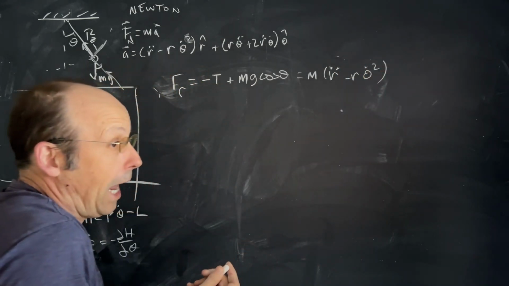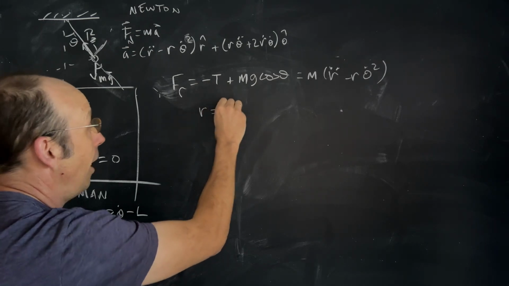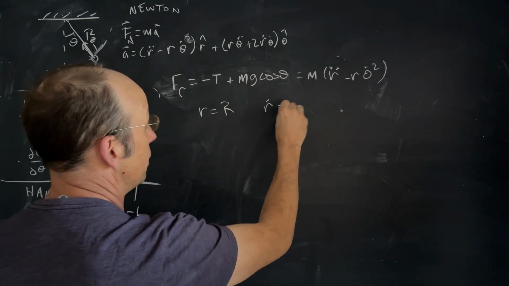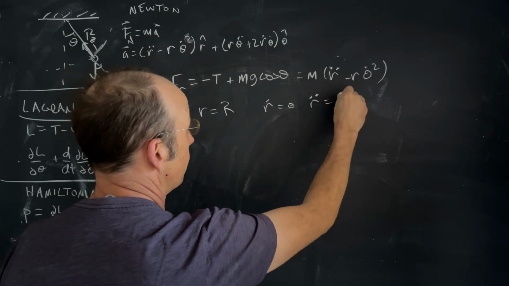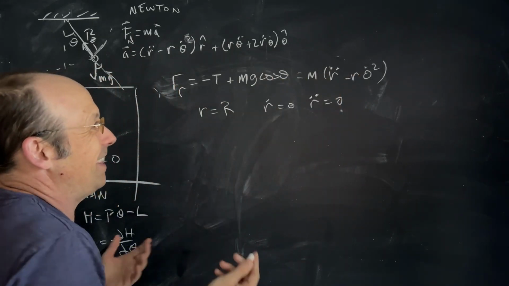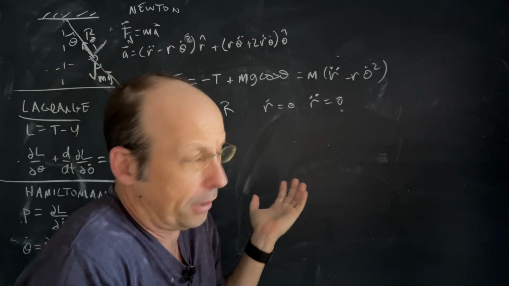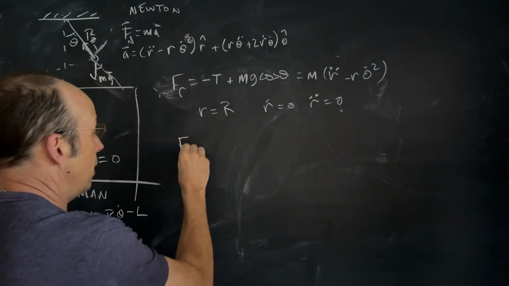But what happens here is that r is constant. I know that has to be true. So r dot is 0, r double dot is 0. But in the end, I don't get anything useful, right? I can't solve for anything there. So it's not helping. Let's look at the theta direction.